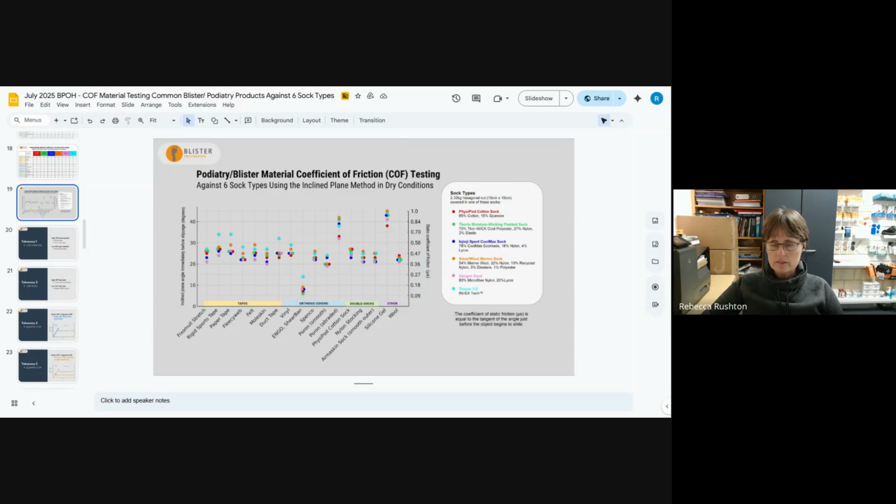So this is the static coefficient of friction. That's what I was measuring, not the dynamic coefficient of friction. And you can literally just calculate it from the angle of inclination. So the coefficient of static friction is equal to the tangent of the angle just before the object begins to slide. And I literally just opened up an app calculator on the internet and plugged in that angle, and it gave me the coefficient of friction.